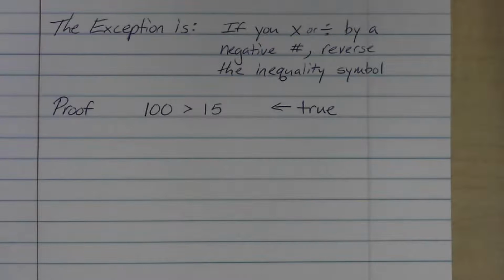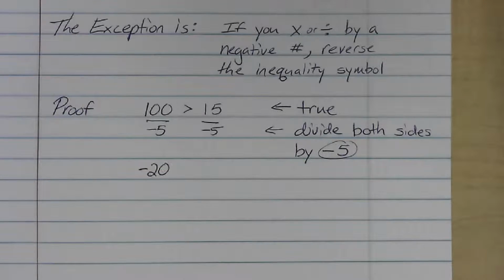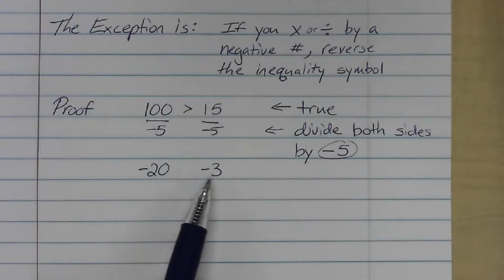And with equations, if we add or subtract the same thing from both sides, as well as multiply and divide by the same number, both sides remain equal. Well, take a look what happens if we divide or multiply both sides by a negative number. 100 divided by negative 5 is negative 20. 15 divided by negative 5 is negative 3. Can I still use a greater than symbol? Is negative 20 greater than negative 3? Not at all. So the symbol actually gets reversed. Negative 3 is greater than negative 20, or negative 20 is less than negative 3.